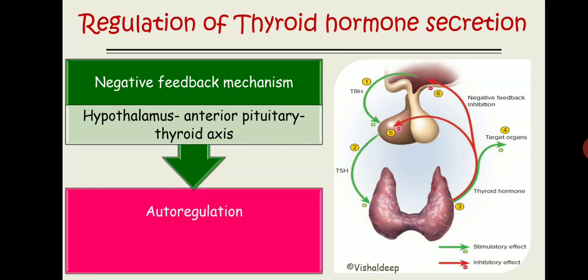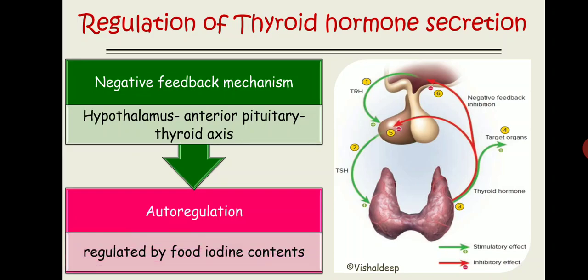Next one is the autoregulation. Now this autoregulation part is basically the regulation of thyroid hormone by food iodine, or whatever iodine that we consume. Let's start with the effect of TSH on the thyroid gland.